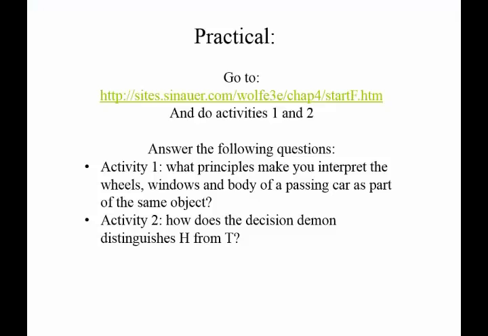the question that you're supposed to answer me now is, how does a decision demon distinguish an H from a T? That's your job. And the other job is, what principle makes you interpret the wheels, windows and body of a passing car as part of the same object? Question number one. Get out your laptops. Go to this page.